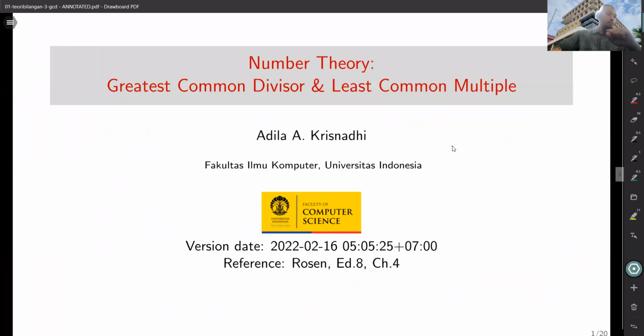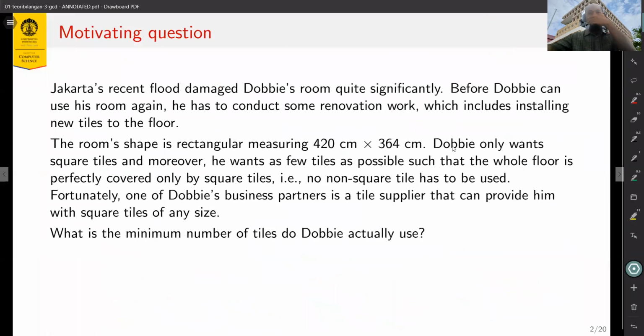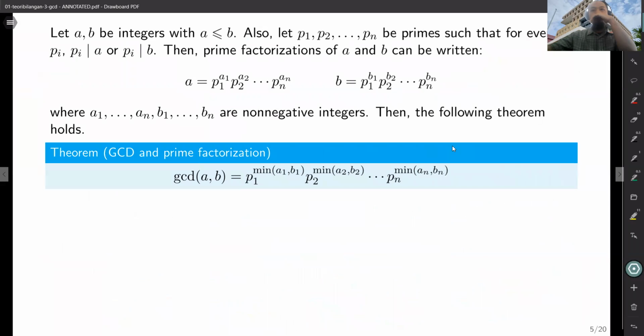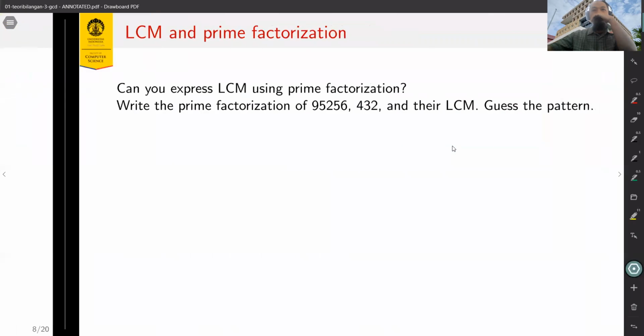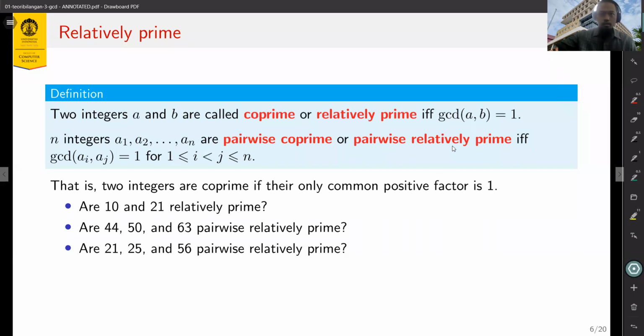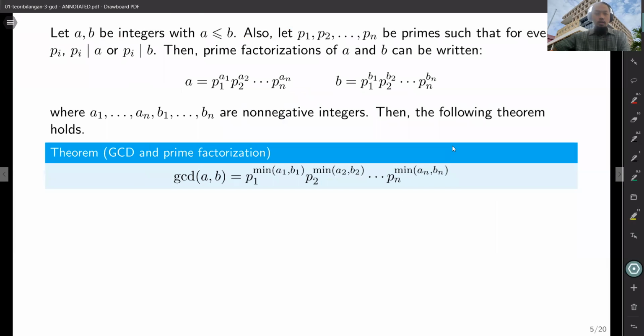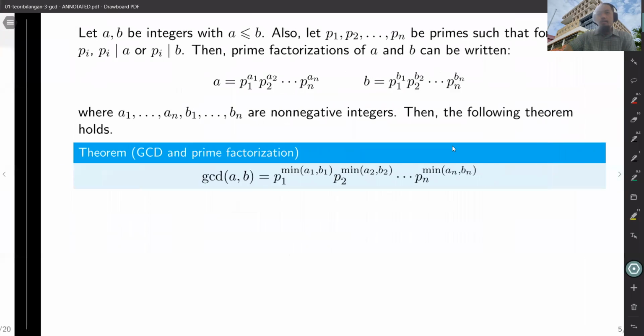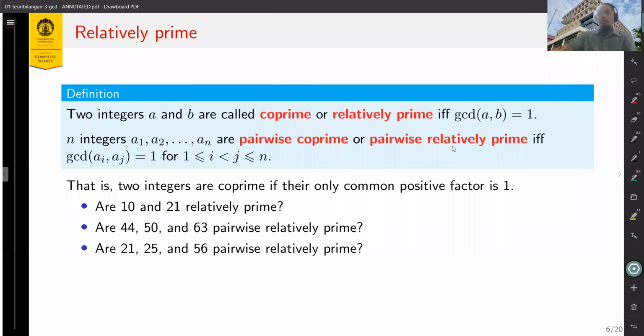Then let me continue with GCD. I think we talked about GCD last time. We already talked about this. I'm not going to repeat that. Before we move on to computation of GCD, let me introduce a number of concepts. We already know that for GCD we take the minimum exponent as one way to solve it.